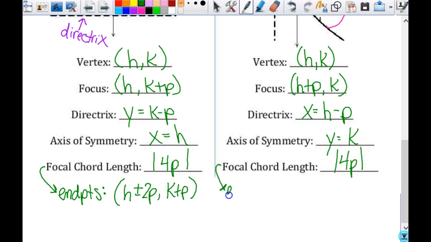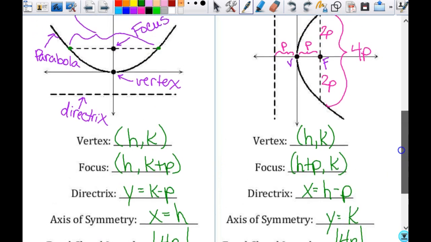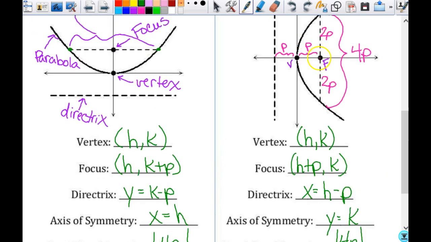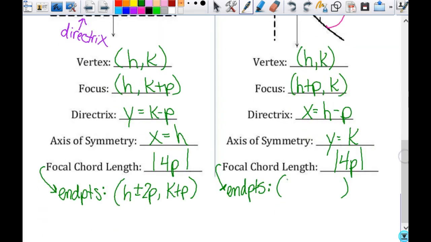So then endpoints again. Right, well the endpoints of my focal chord, the x value is the same as the focus, so it's h plus p, but then the y value, I'm either adding or subtracting 2p, so it's (h plus p, k plus or minus 2p). That one looks way more complicated, but if you understand the picture, it's not that big of a deal to figure it out. We all good so far?